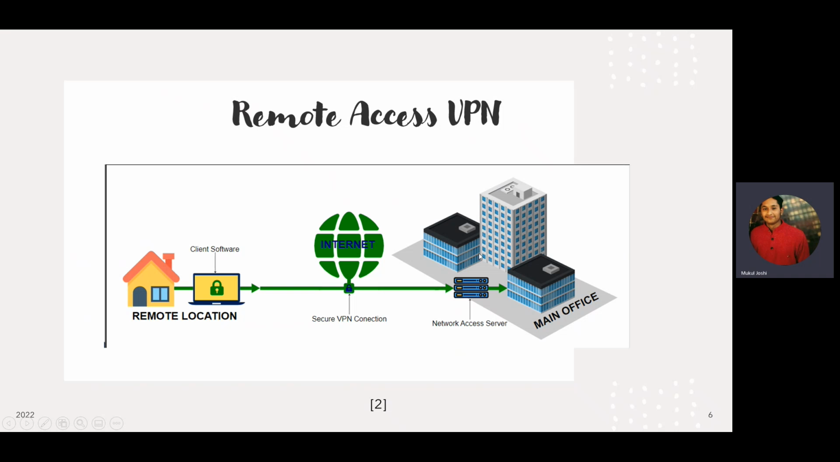Even this network access server has a firewall which only gives permission to this VPN connection, right? So how this works is that a user opens the laptop and goes to the client software. Maybe this client software could also be provided by the office. He logs onto the client software, fills in the username and the password, and after that, when he presses OK, the VPN connection has been established.